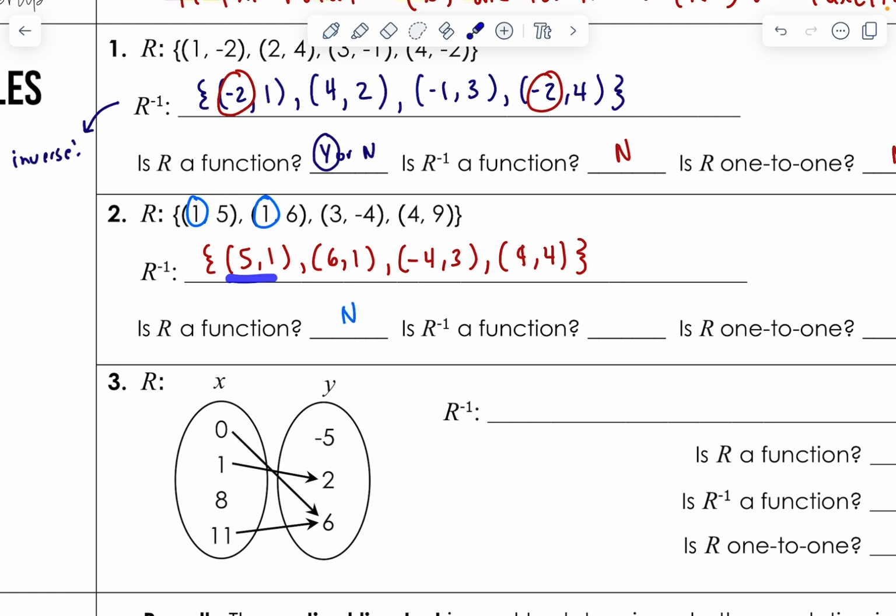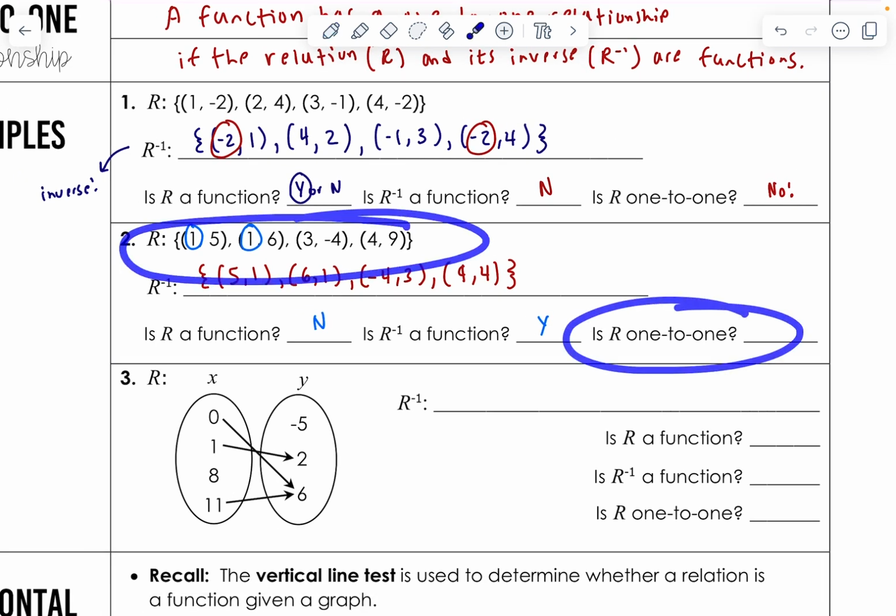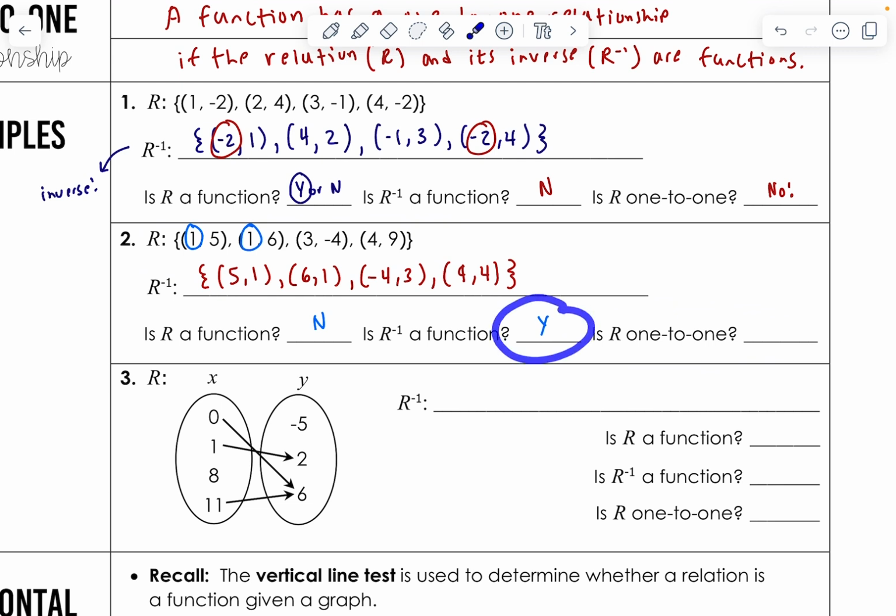If you look at the inverse of R, the specific x values are here. Notice that they're all unique x values. None of them repeat. So we'll say that the inverse of our relation is, yes, it is a function. Now as a whole, is our relation one-to-one? Well, we have to consider these other two factors right here. We said that R is not a function, yet the inverse is a function. In order to be one-to-one, once again, both of these have to be yes. So in this case, R would not be one-to-one.